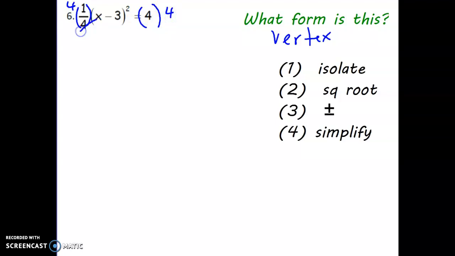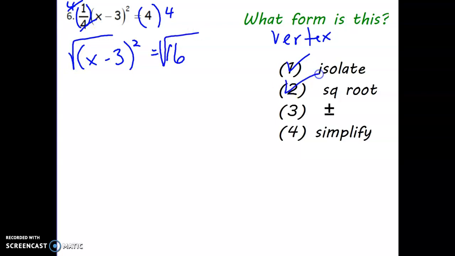So on the left-hand side, those 4's cancel out, and 1 times anything is just itself, and I'm left with 1 times x minus 3 squared, which is the same thing as x minus 3 squared. And on the right-hand side, 4 times 4 is 16. Okay, so here I have isolated the thing that is squared. It's just that this time I have more than one thing that is squared, x minus 3 quantity squared in the parentheses there. But I'm still going to take the square root of both sides, and I'm going to remember to write my plus and minus.